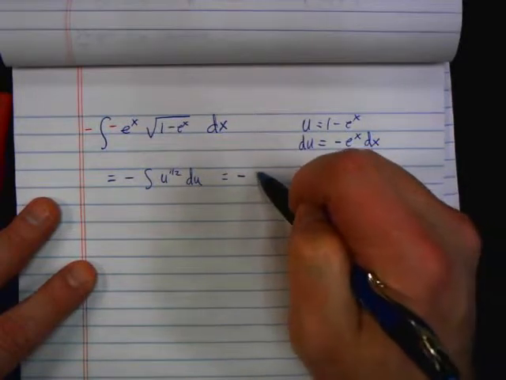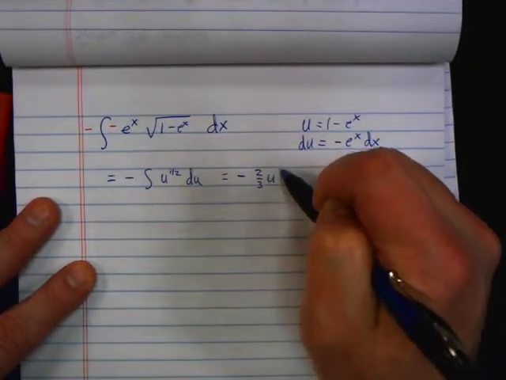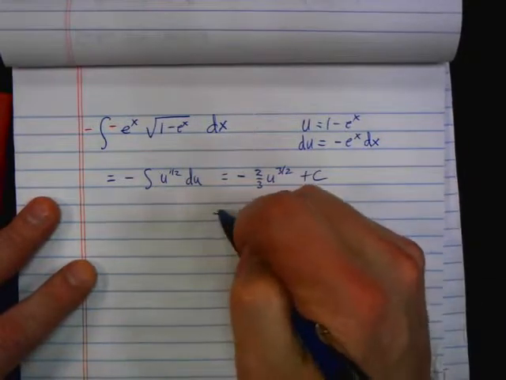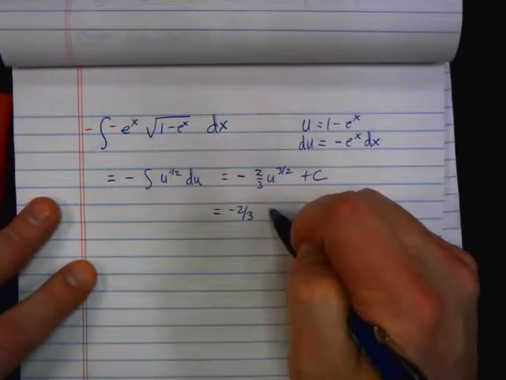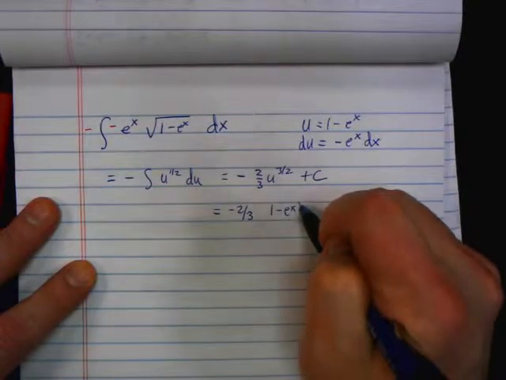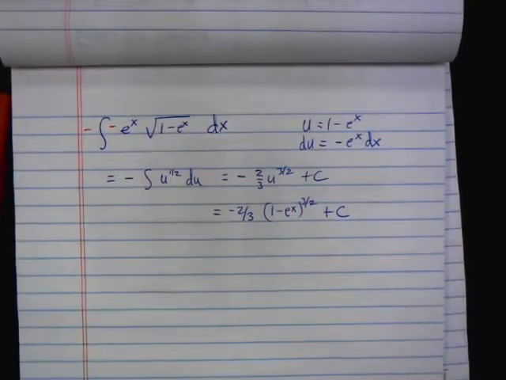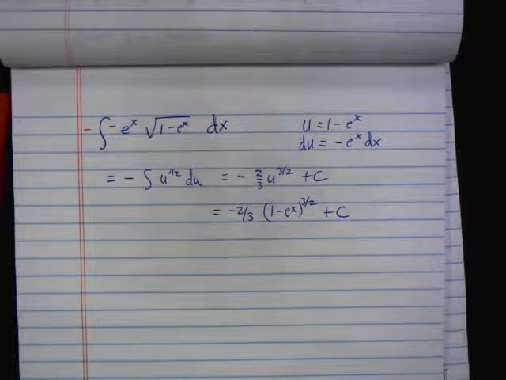Negative 2/3 u to the 3/2 plus c. Final answer, negative 2/3 times 1 minus e to the x to the 3/2 plus c. Questions on that?